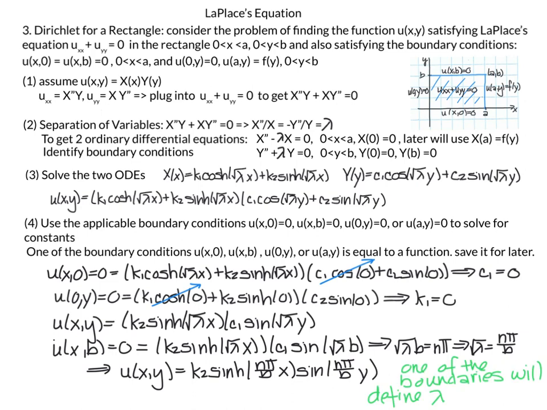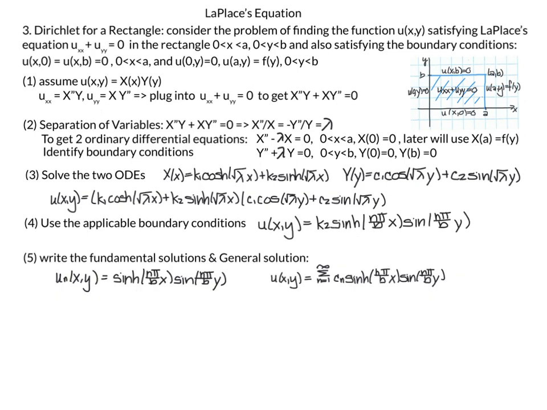And this is a pattern you'll see in these boundaries. When the boundary is equal to 0, two of the boundaries typically will eliminate some of these terms for you. And then the other boundary will define this lambda for you. And here we are with our resulting u of x, y after we applied the boundary conditions. So we only have two more short steps. The next one's pretty easy, right?